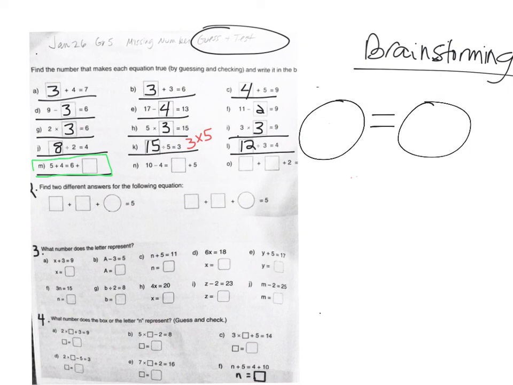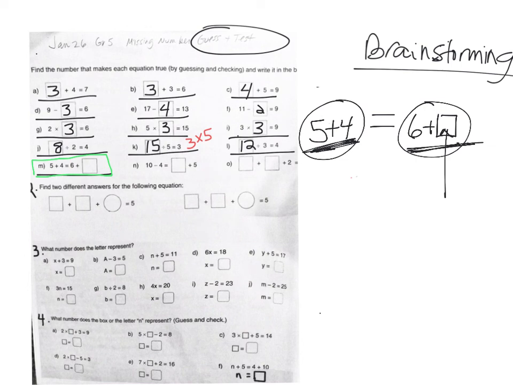So if we take a look at this question, 5 plus 4 equals 6 plus an unknown number. I'm going to work it out over in my brainstorming side here. 5 plus 4 equals 6 plus an unknown number. So we need to find a number that goes here that adds to 6 and creates the same sum as the left side, because the left side has to equal the right side.